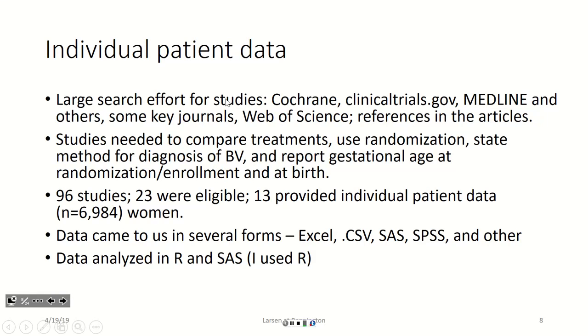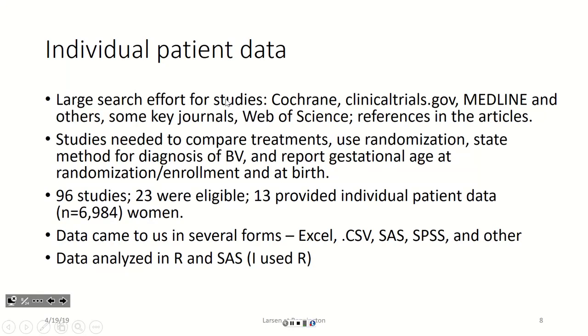So they had to state how they diagnosed BV. Some just said, it wasn't clear how they chose the women. And they needed gestational age at randomization and at birth so you could tell those key things. There were 96 studies that were randomized clinical trials. 23 of them were eligible, and we contacted them, and 13 of them provided data. So we got data for almost 7,000 women.